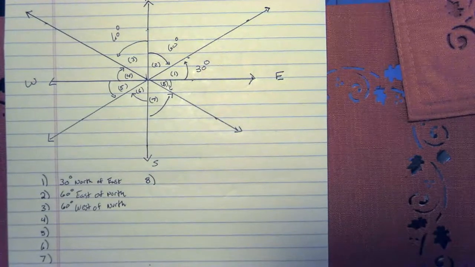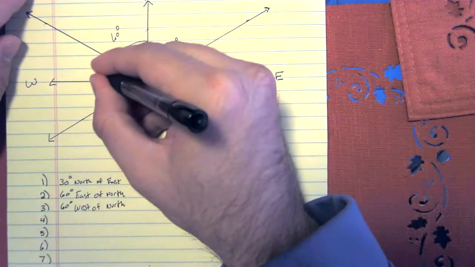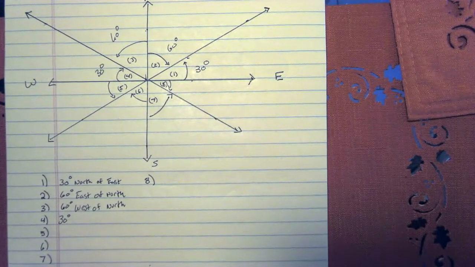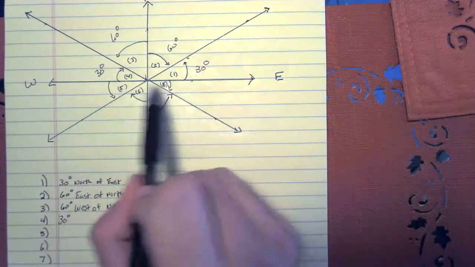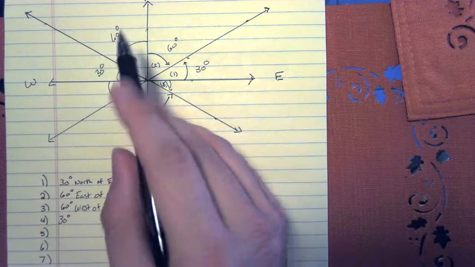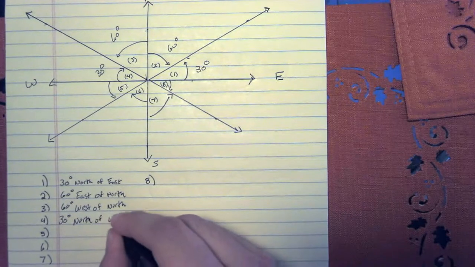Let's look at number 4. Number 4, using our protractor, we find out that the angle is 30 degrees. So we know the angle is 30 degrees, but now what is the direction? Well, if I'm measuring it from the x-axis, so I'm measuring it from the west direction, we are going north. So we are north of west.